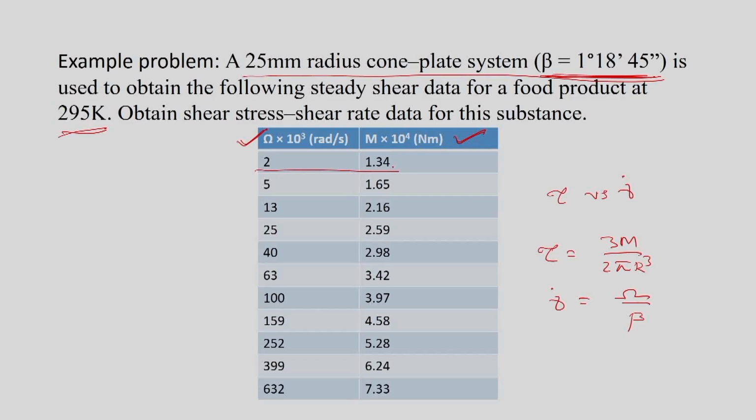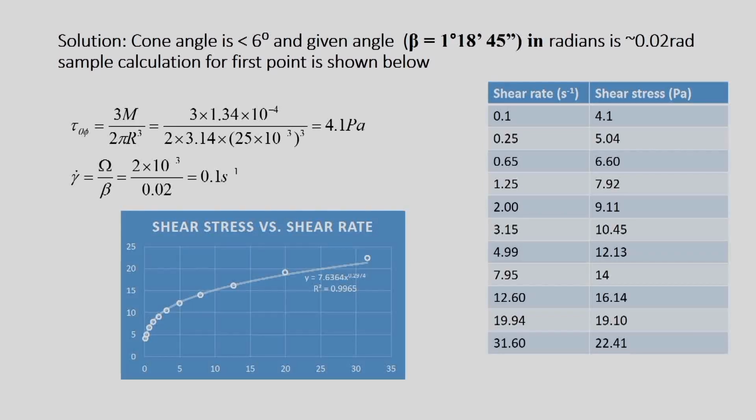So, let us take the first data point. Omega is 2 into 10 power minus 3 radians per second, M is equal to 1.34 into 10 power minus 4 Newton meter. The cone angle, when converted to radians, is approximately 0.02 radians, which is much less than the 0.1 radians required in order to use the tau theta phi and gamma dot equations. So, we can safely use them. Tau theta phi is 3 M by 2 pi r cube, with M as 1.34 into 10 power minus 4 for the first data point, and r is 25 mm. When you simplify, you get 4.1 pascals.